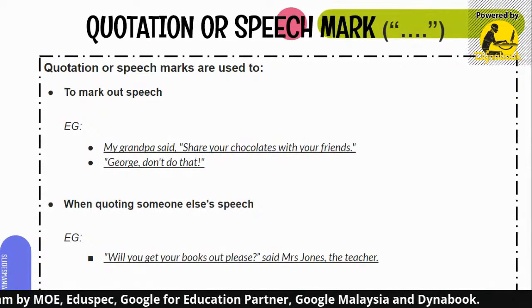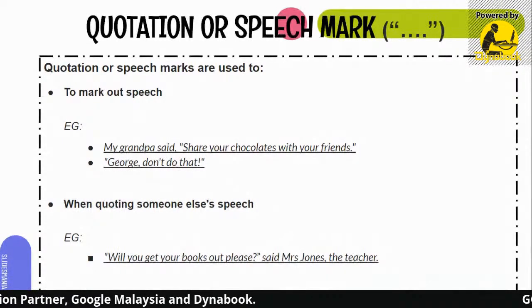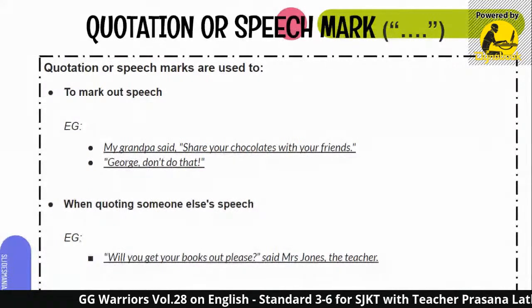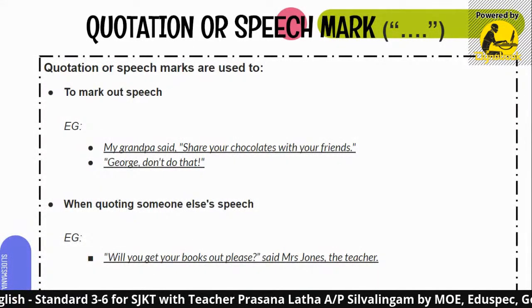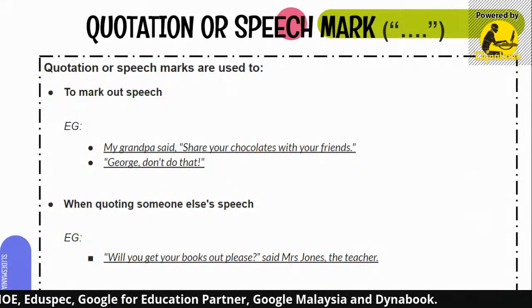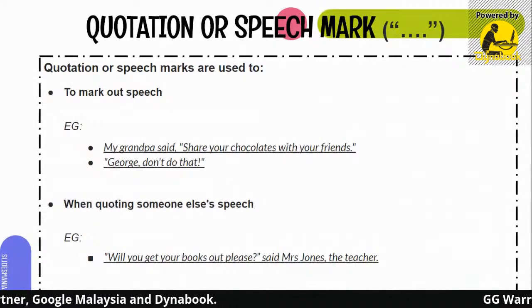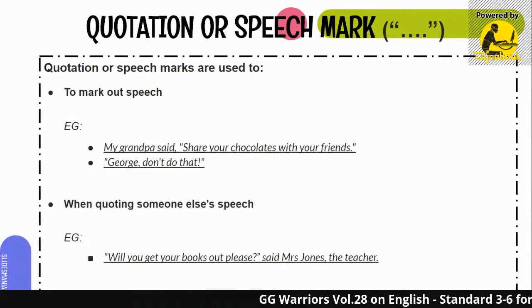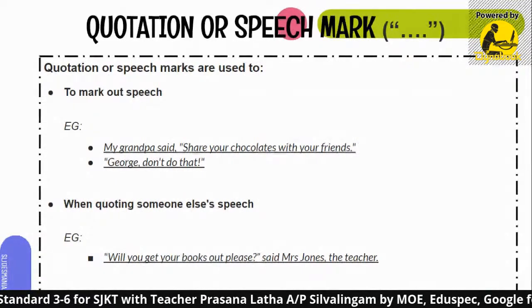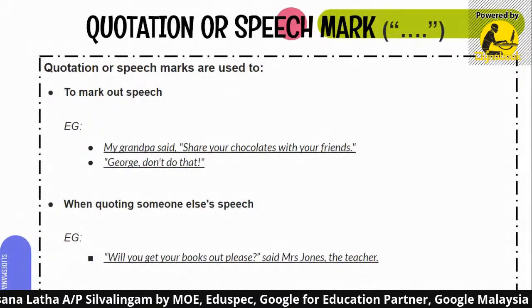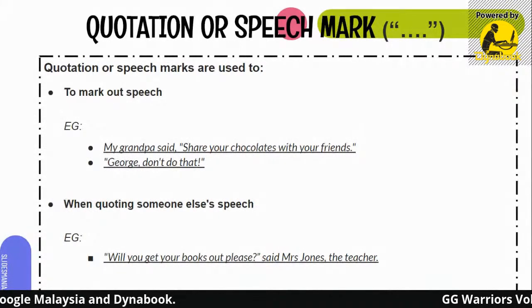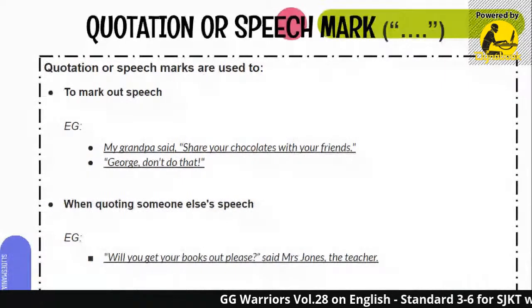For example, if I'm going to write a sentence about people commenting here, I would say, "Stop commenting unnecessarily," said Miss Prasana to the viewers. So when I'm going to write this sentence into my essay, or it could be a note, when I'm quoting these words, I have to put them in speech marks, because these are words from my speech towards the viewers. All right. Next, when quoting someone else's speech: "Will you get your books out, please," said Miss Jonas, the teacher. Okay, when you are quoting someone else's speech.